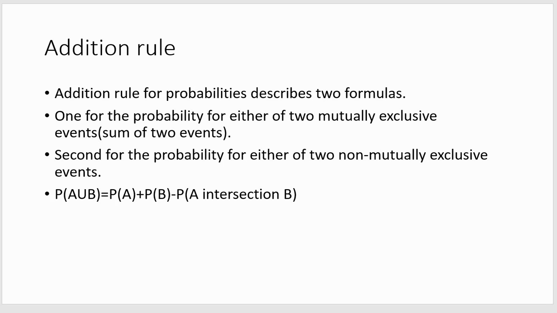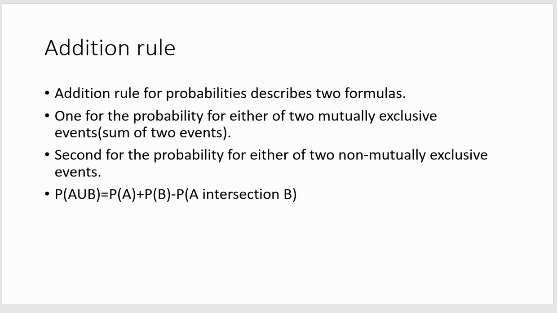And the second is the probability of either of two non-mutually exclusive events. If A and B are non-mutually exclusive events, then we can apply the formula: P of A union B equals P of A plus P of B minus P of A intersection B. There is no union symbol on my keyboard, so I use the intersection directly. So, P of A intersection B.